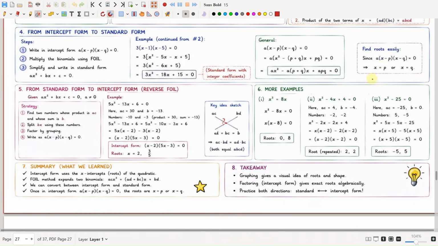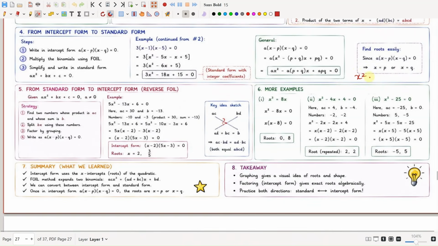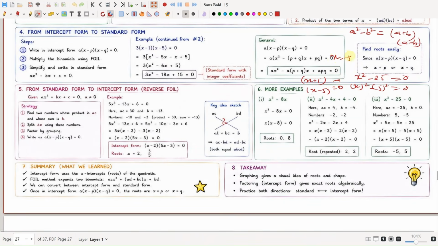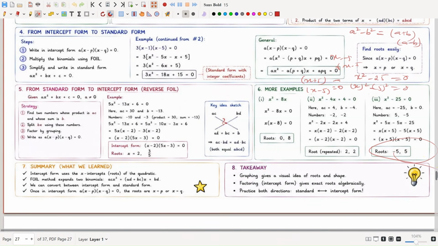Okay. And we also know that x square minus 25 is equal to 0. We know a formula: a square minus b square is equal to (a plus b) into (a minus b). Here (x) the whole square minus (5) the whole square is equal to 0. Then I can write (x plus 5) into (x minus 5) is equal to 0, which implies x is equal to minus 5 and x is equal to 5. So the roots are minus 5 and 5. Okay.